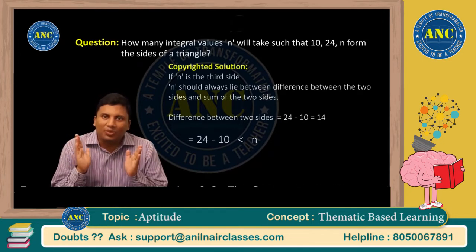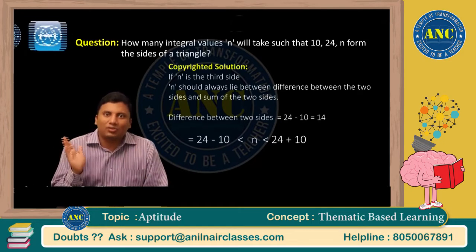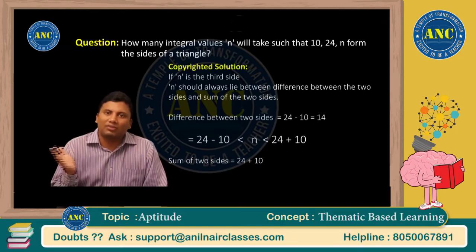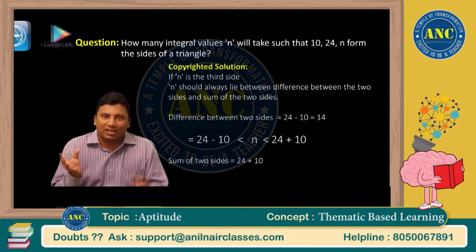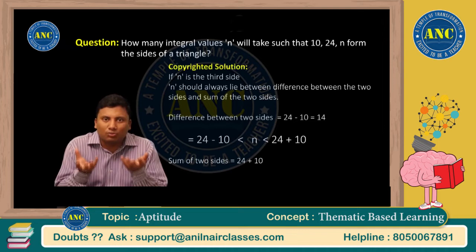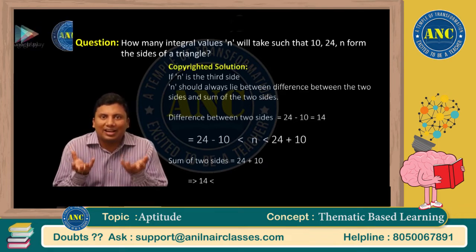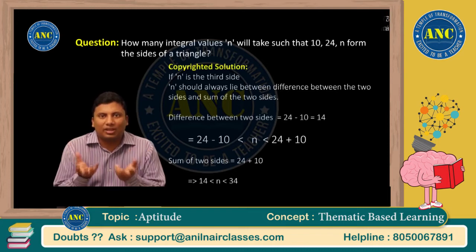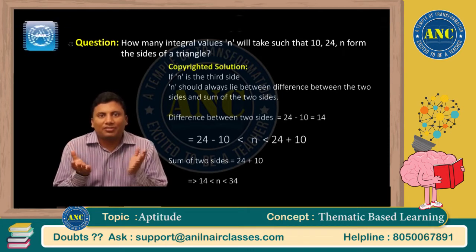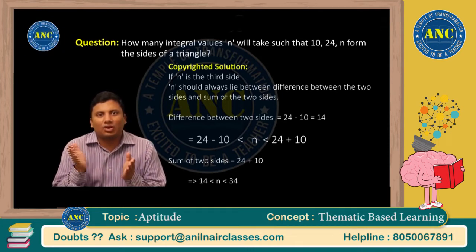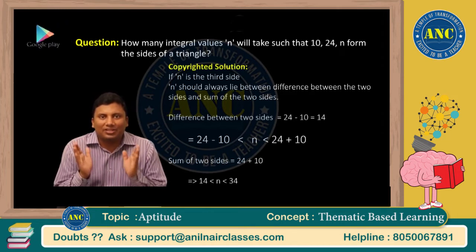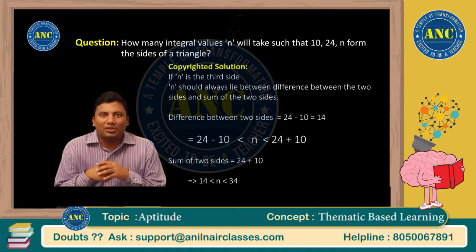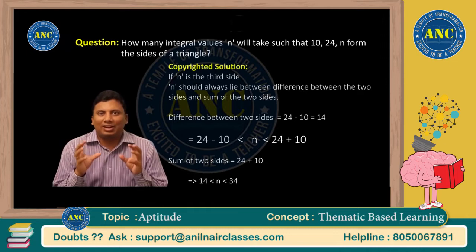24 minus 10 less than n less than 24 plus 10, because the sum of the two sides is 24 plus 10. That means the n value always moves around 14 less than n less than 34. 14 less than n less than 34 means n will range from 15, 16, 17 and so on up to 33. From 15 to 33, how many values are there? Total 19 values are there.